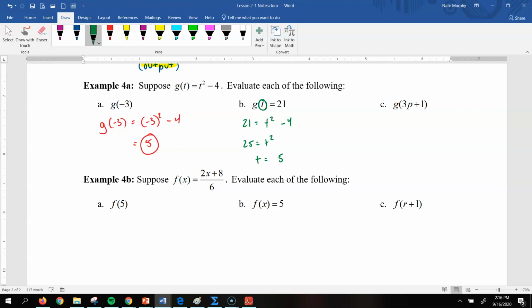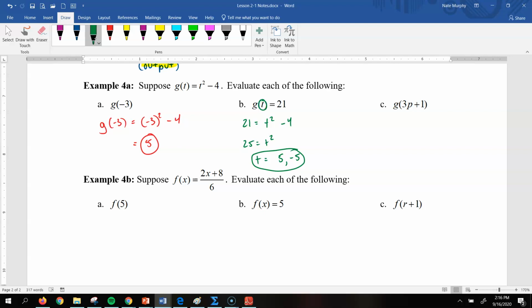Well, remember, if you square 5, yes, you do get 25. But is there another number that we could square that would also give us 25? If you're thinking that, well, -5 squared is 25, you are correct. So there's 2 possible answers for this one. We could have 5 or we could have -5 as your answer.